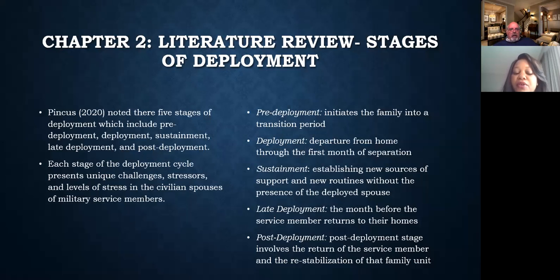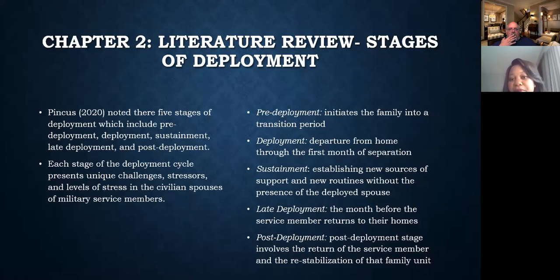So let's get into the stages of deployment. There are 5 stages of deployment that were noted. The literature notes that there are 5 stages of deployment.